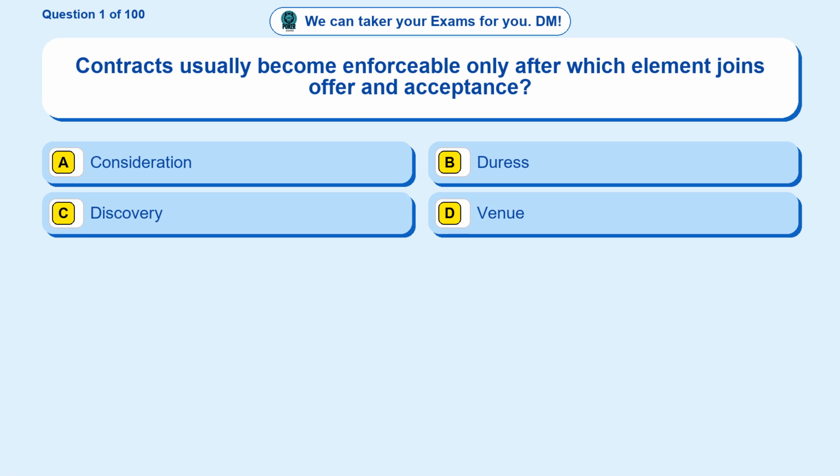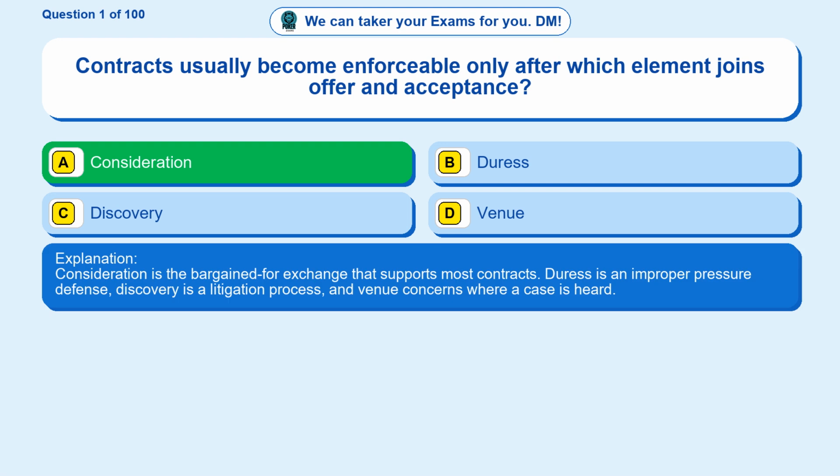Question 1. Contracts usually become enforceable only after which element joins offer and acceptance? Option A, consideration. Option B, duress. Option C, discovery. Option D, venue. The correct answer is option A. Consideration. Consideration is the bargain for exchange that supports most contracts. Duress is an improper pressure defense, discovery is a litigation process, and venue concerns where a case is heard.